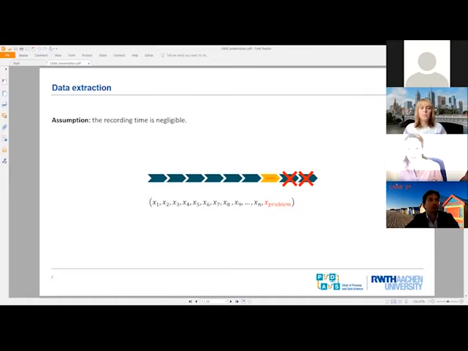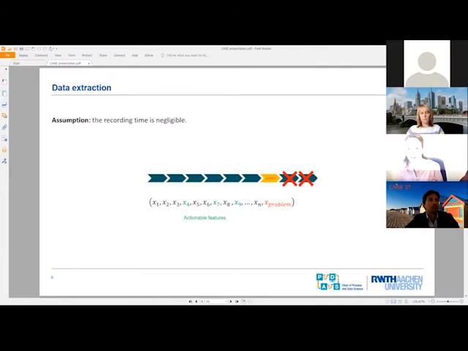How do we extract the data? First of all, we have an assumption that the recording time is negligible. So we need to extract the data from the part of the trace that happens before. A trace is a set of events about this specific case, which here is John. For John, we can imagine some descriptive features like x1 to x9. And X problem is the feature that captures the problem, like delay.